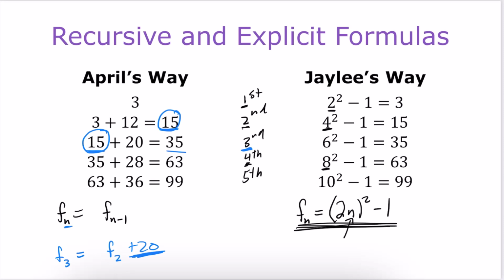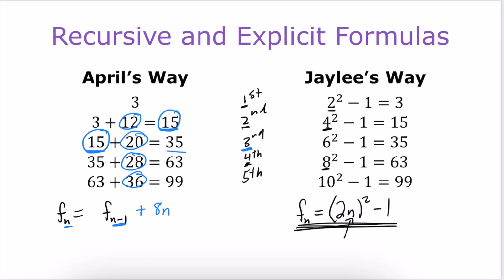So the n stands for the term number you're working on, and n minus 1 is the term right before that. Now I need to write the formula that she observed, which is that 12 and 20 and 28 and 36 are all increasing by 8 every time. If I'm increasing by 8 every time, I can say repeated addition of 8 is the same thing as multiplying by 8. So I'm going to see what happens if I add 8 times my term number.